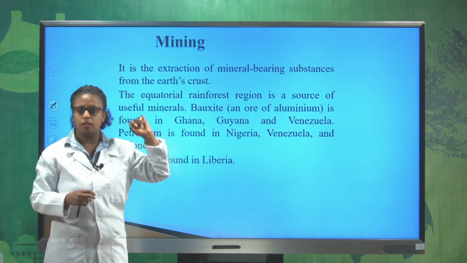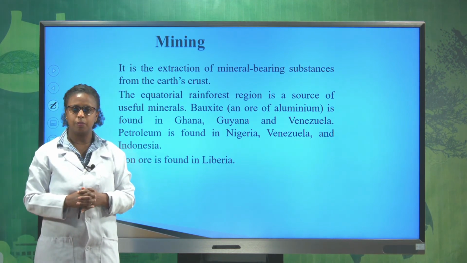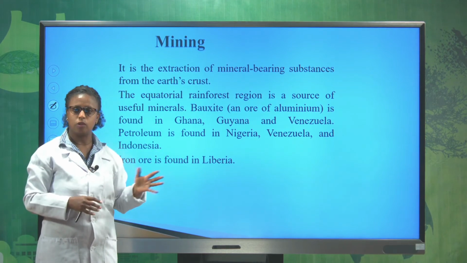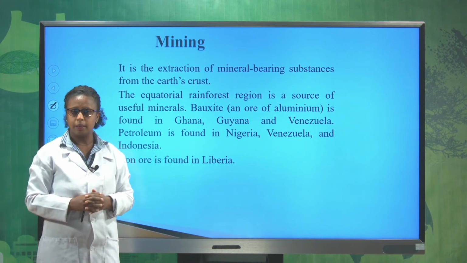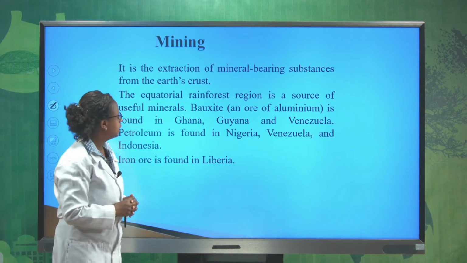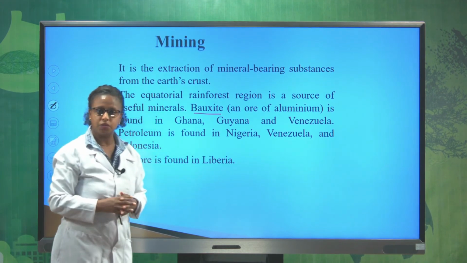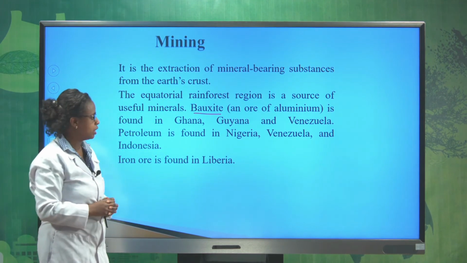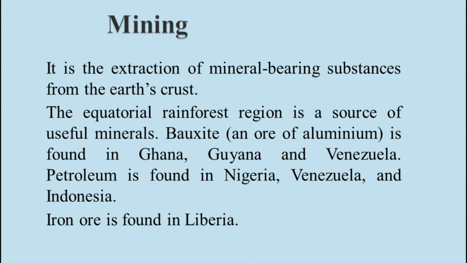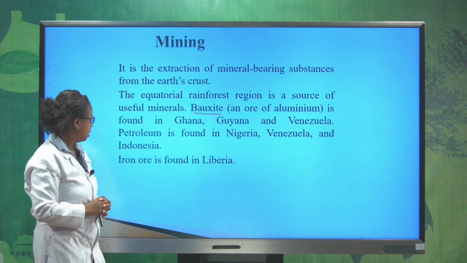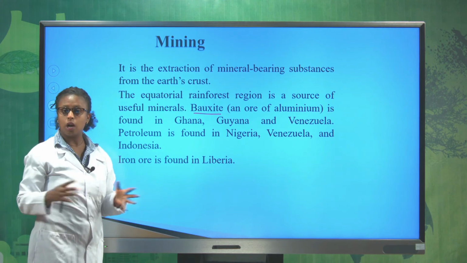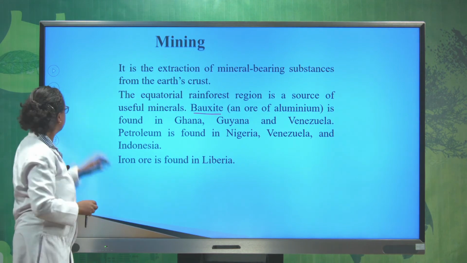Let's see the other activity of the people in the equatorial rainforest, that is mining. The region is also rich in different types of minerals. For example, bauxite, or the crude of aluminum, is found in Ghana, Guinea, and Venezuela. Petroleum is also found in the region in Nigeria, Venezuela, and Indonesia. There is also iron in Liberia.